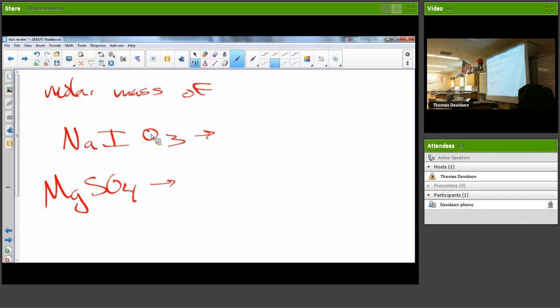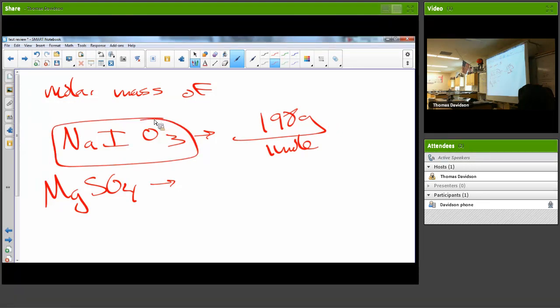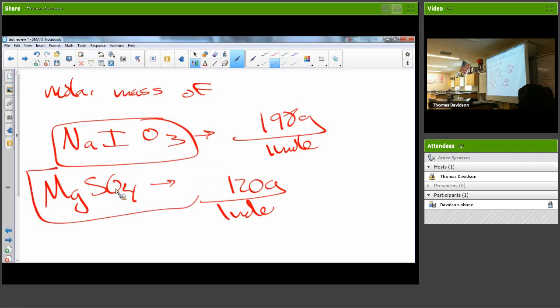So NaIO3, what did it add up to be? 198 grams per 1 mole. Do you remember when you add these things, it gives you per mole? You need to know that. MgSO4, 120 grams per 1 mole. One of these two is on the test.